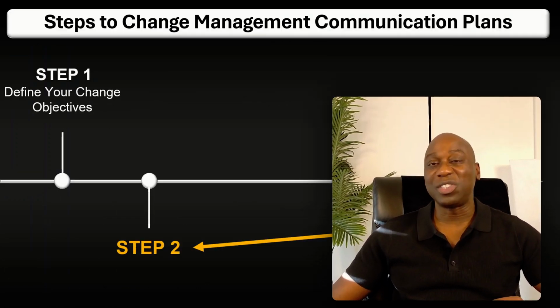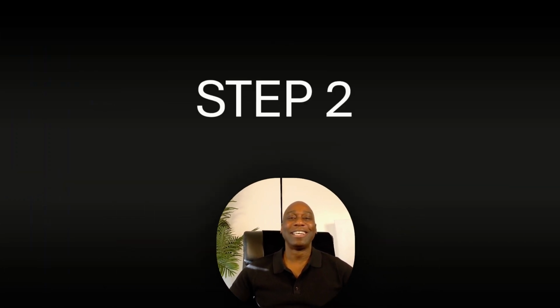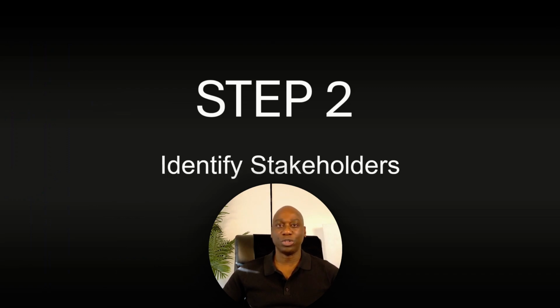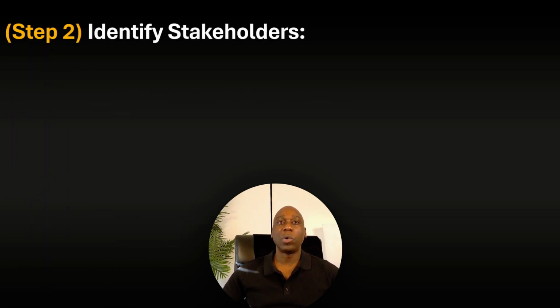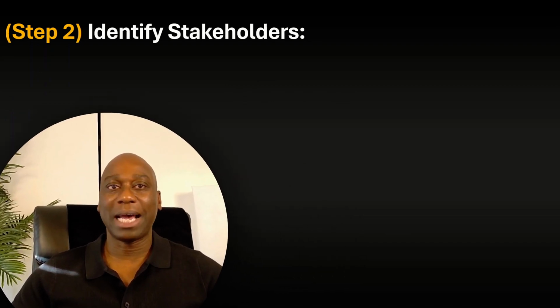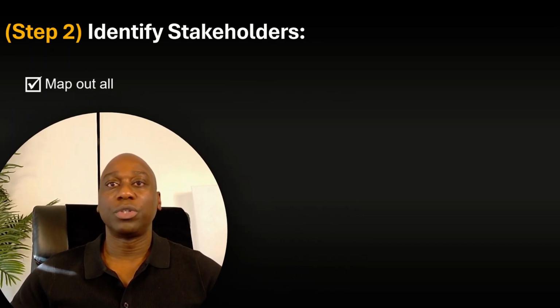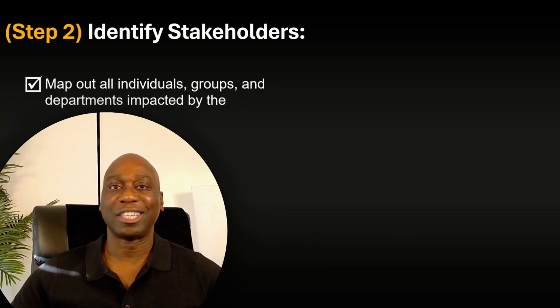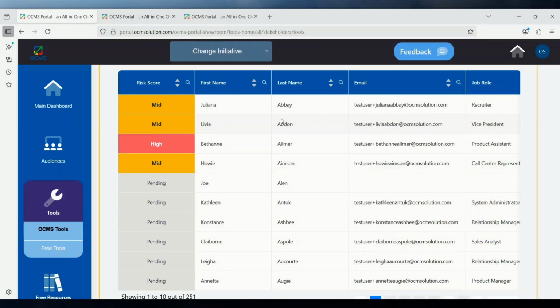And that brings us to step number 2. For step number 2, you want to identify stakeholders. And so ensure that you are mapping out all individuals, groups, and departments that will be impacted by the change. When identifying stakeholders, it helps if you enter each stakeholder into your stakeholder assessment template. And here's an example on my screen.